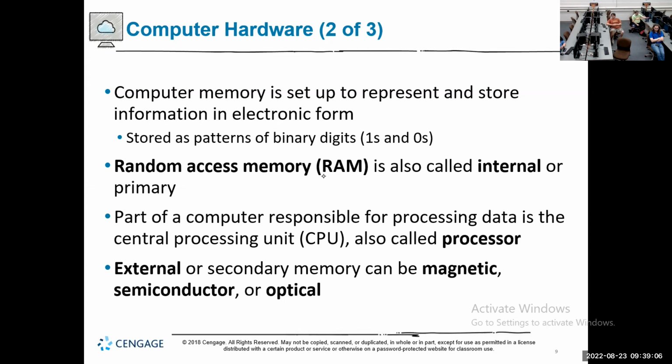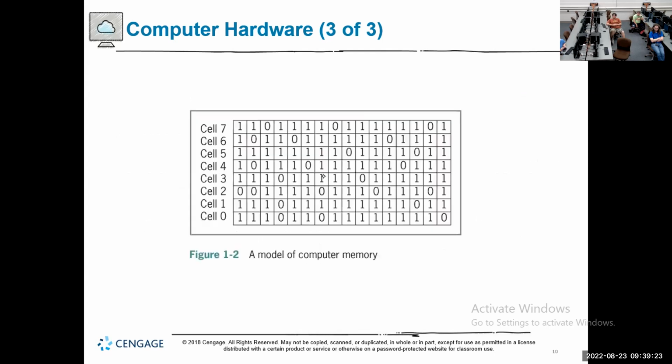So the part of the computer responsible for processing is the CPU here. You can think of it as the brain of the computer. And the external or secondary memory can be the hard disk drive, SD or optical, or nowadays you can store it in Google Drive. And that is the model of computer memory: you store everything in binary, in bytes. And remember, one byte can store 8 bits here.